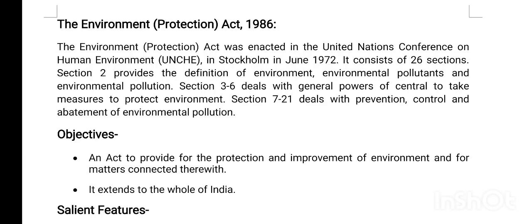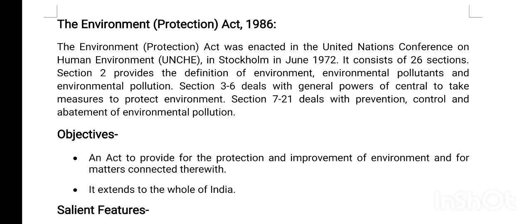The EPA 1986 is actually meant for protection and improving the quality of the environment, as globally the quality of the environment is getting deteriorated and damaged because of different anthropogenic activities like industrial establishment, deforestation, increase in vehicular pollution and so many other factors.